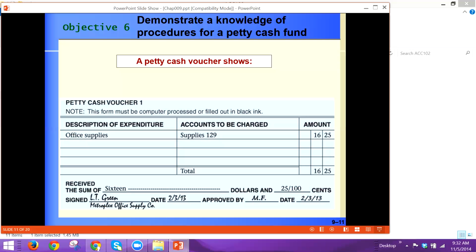And then at the end, we make a journal entry when we actually replenish the cash. So here, demonstrated knowledge of the procedures for a petty cash fund. We have a petty cash voucher. It shows that we paid an amount for office supplies. The account to be charged is account number 129, and it's for $16.25. This form must be computer processed or filled out in black ink. So this is now taken to the petty cashier.